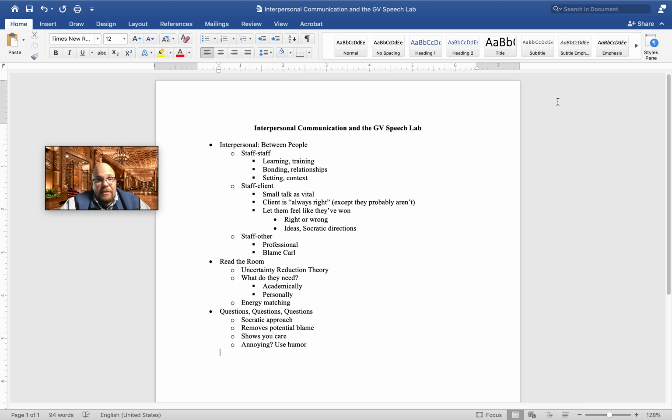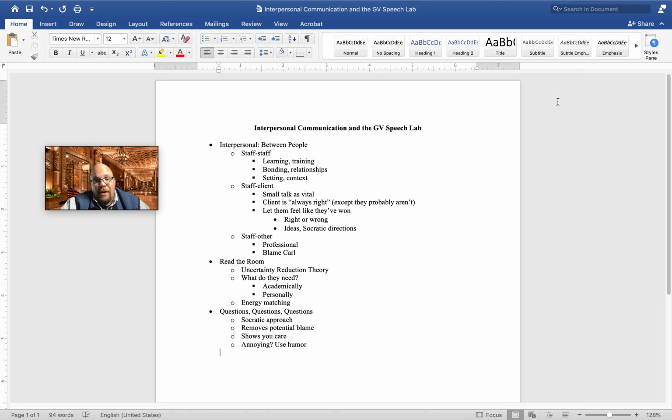So what I'll say about interpersonal communication and staff to staff relationships is that it plays a different role depending if it's meant to be a training moment or if it's a bonding moment. And it's usually one of the two. Now, as far as staff and client communication goes, we do a lot of this, obviously, when clients come in. That's sort of our thing, is talking to them.